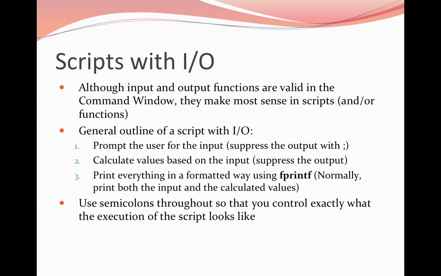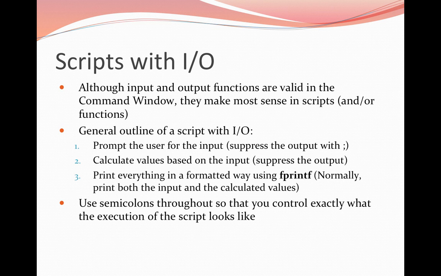The first step is to prompt the user for the input that you need, and when you do that, suppress the output with a semicolon. Second step is to calculate the value or values that you need based on the input, and again, when you do the calculations and assignment statements, you're going to suppress the output. And then the third step is to print or display everything in a formatted way using fprintf. And normally when you do that, you would print not only the values that you've calculated, but also the input that you used in the calculations.